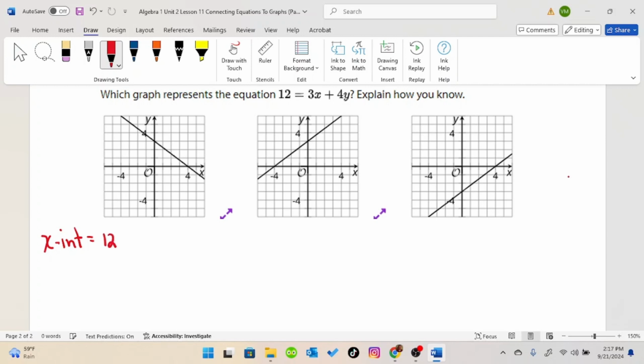So we're going to have 12 equals 3x plus 4 times 0. 4 times 0 is 0. So y is gone. Now, to get x by itself, we're going to divide both sides by 3. This gets rid of it on the right. 12 divided by 3 is 4. So x equals 4, meaning the x-intercept is at (4, 0). So that would be a point right here.